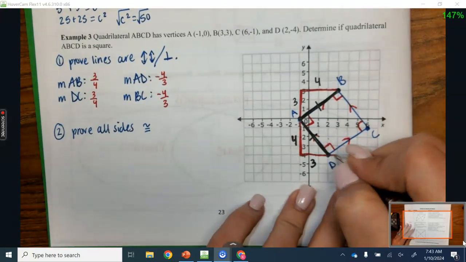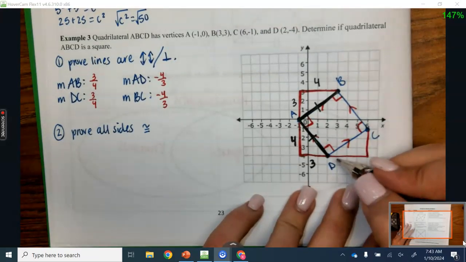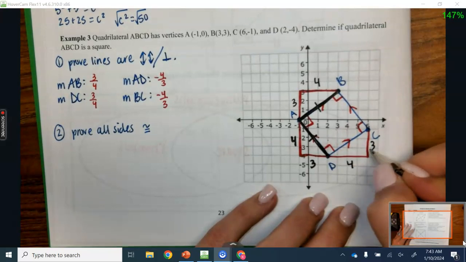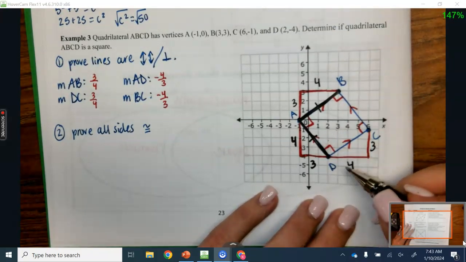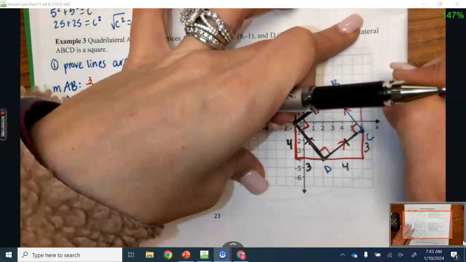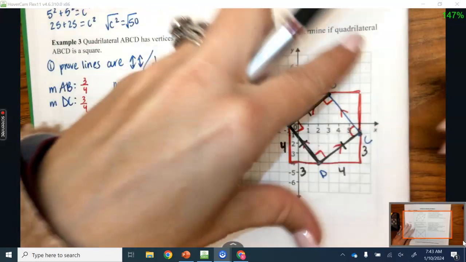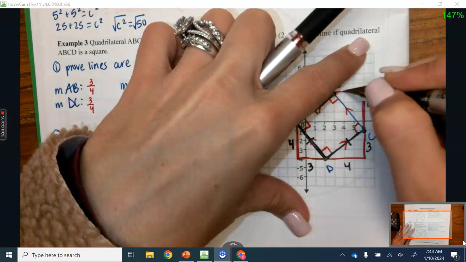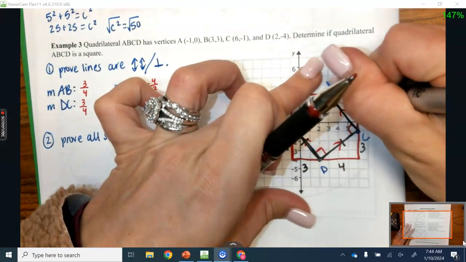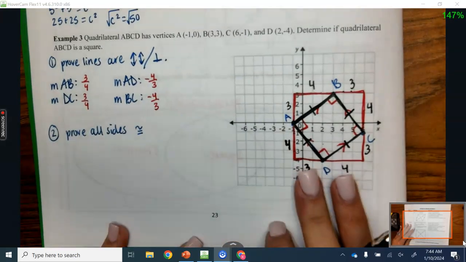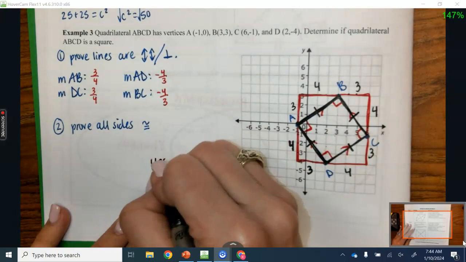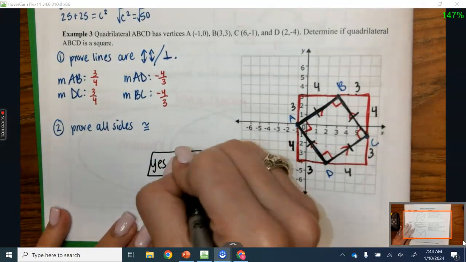If I connect D to C with a right triangle, horizontal vertical line, this horizontal line has a distance of 1, 2, 3, 4. This is 1, 2, 3. So again, 4 squared plus 3 squared or 3 squared plus 4 squared. I'm going to get the same distance. And then if I connect C to B, I have a distance of 1, 2, 3, 4. 1, 2, 3. So there it is again, 3 squared plus 4 squared or 4 squared plus 3 squared. I get the same distance. So that is one shorter way that you can prove that sides are congruent, all right? Whenever I'm creating these right triangles, so yes, it is a square. All sides are congruent and all 4 angles are right.